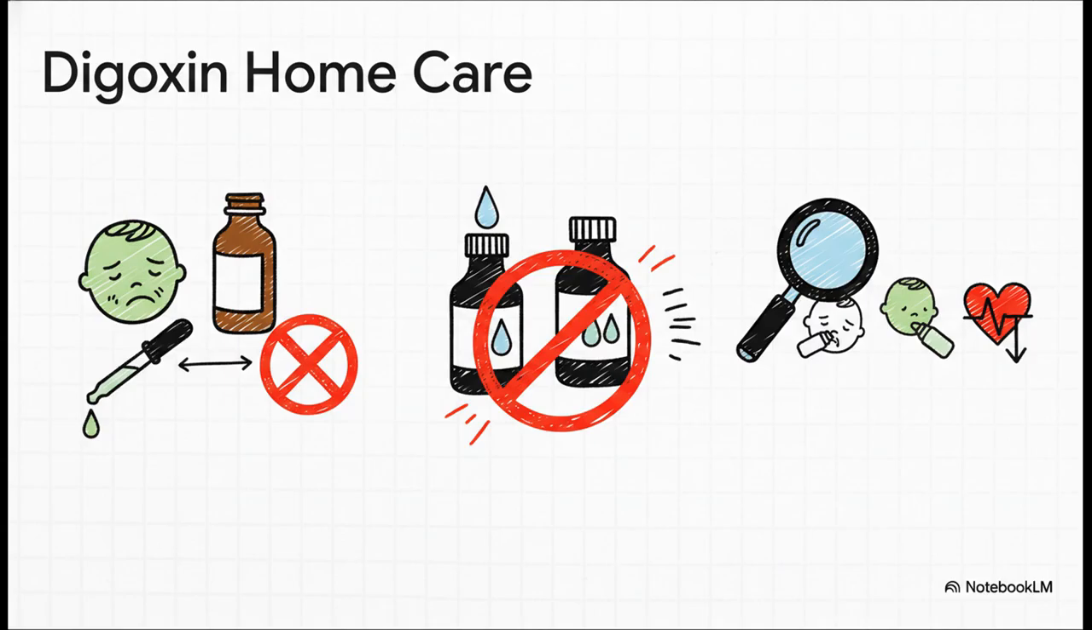If the child throws up after a dose, you do not give another one. Never, ever double up on a missed dose. And they have to be watching for those early signs of toxicity, which can be super subtle, like the baby just isn't feeding well or is vomiting.